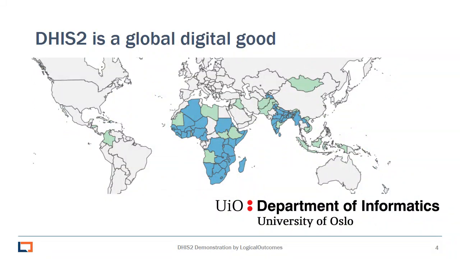DHIS2 is a modular web-based software package built with free and open source Java frameworks operating under a BSD license. It is a global digital good developed by the University of Oslo in Norway. DHIS2 is currently adopted as the National Health Management Information System in over 65 countries. If we included NGO-based programs, DHIS2 is now in use in more than 100 countries.